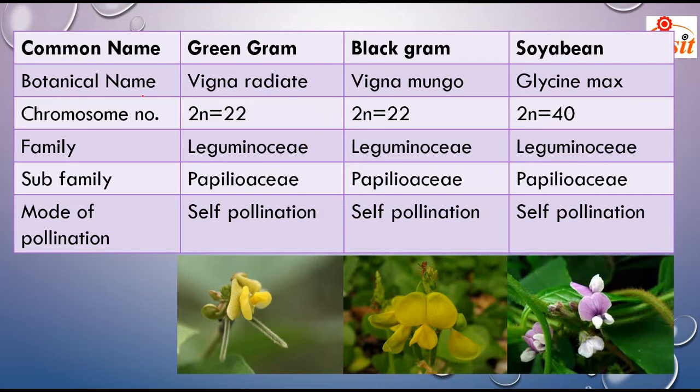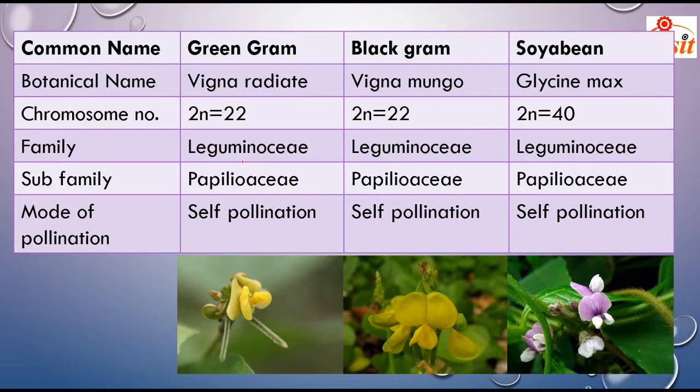So the botanical name of green gram is Vigna radiata, black gram is Vigna mungo, and soybean is Glycine max. The chromosome number of green gram is 2n equal to 22, and black gram chromosome number 2n is equal to 22, and soybean chromosome number 2n is equal to 40.